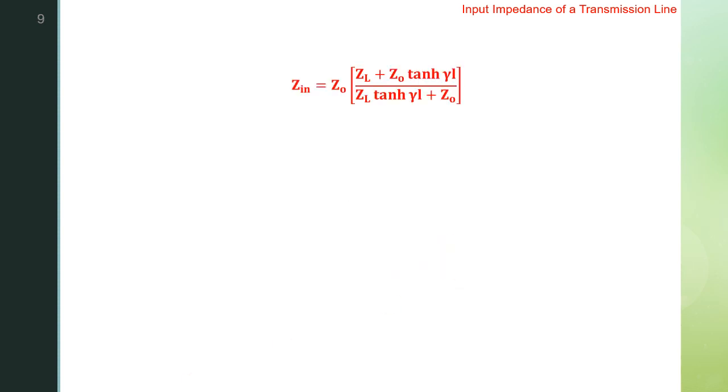So we can do a simplification by considering it as a lossless transmission line. If we consider it as a lossless transmission line, our expression for gamma reduces to jβ, since alpha equals 0 for a lossless transmission line. Since alpha is 0, gamma is jβ, so this term is tanh of jβL. There is an approximation that if gamma equals jβ, then tanh γL can be approximated as j tan βL.